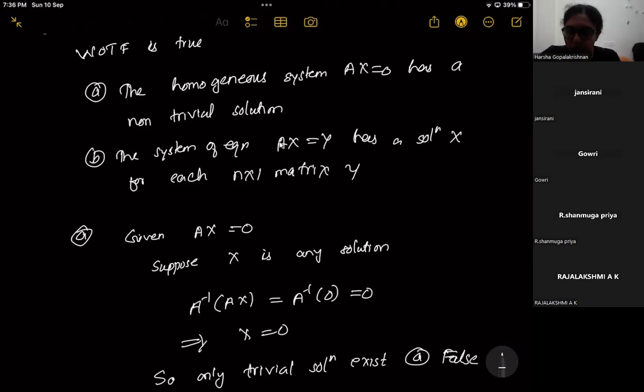Okay. Now coming to the question, given Ax equal to y, and it states that it has a solution x. So my question is, what is the solution x? What value of x will give Ax equal to y? Again, use the fact A is invertible.